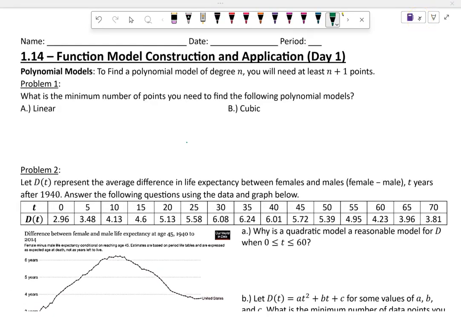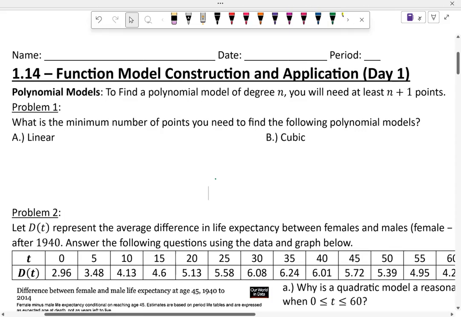Okay. So we have the different types of models that we're going to be looking at. What we've seen so far this year has been polynomial and rational functions. Later on, we'll also be looking at exponential models, logarithmic models, sine, cosine models. We're going to be doing regression models for all these different types of functions. But for right now, we're going to be focusing on our polynomial models. Now, before we get into that regression piece, we have a little bit of information here: if we want to find a polynomial model of degree n, we'll need at least n plus 1 points.